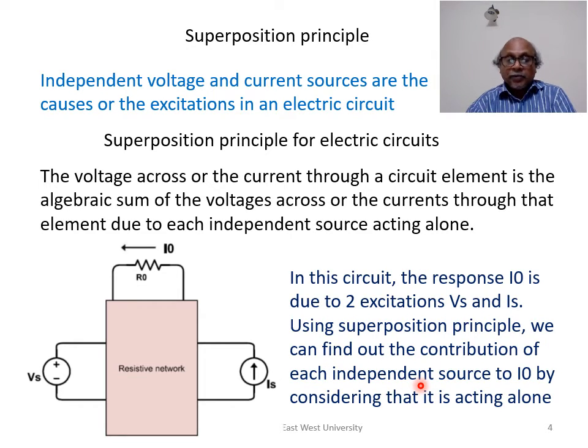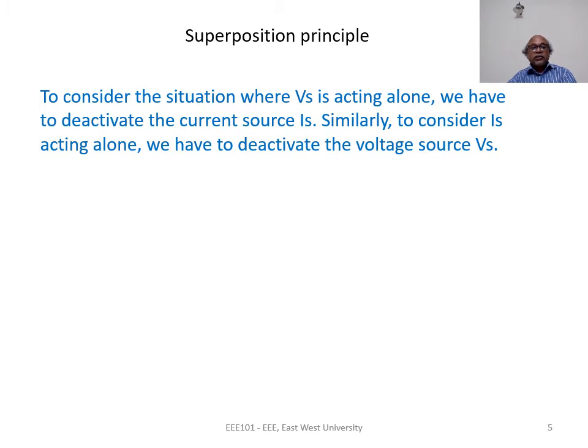Using superposition principle, we can find out what is the contribution of Vs to I0 and what is the contribution of Is to I0. If these two contributions can be separately determined, I0 will be the sum of these two contributions. So, to find out the contribution from Vs, we need to deactivate Is. Again, to find out the contribution from Is, we need to deactivate Vs. We now see how to deactivate a voltage source or a current source.